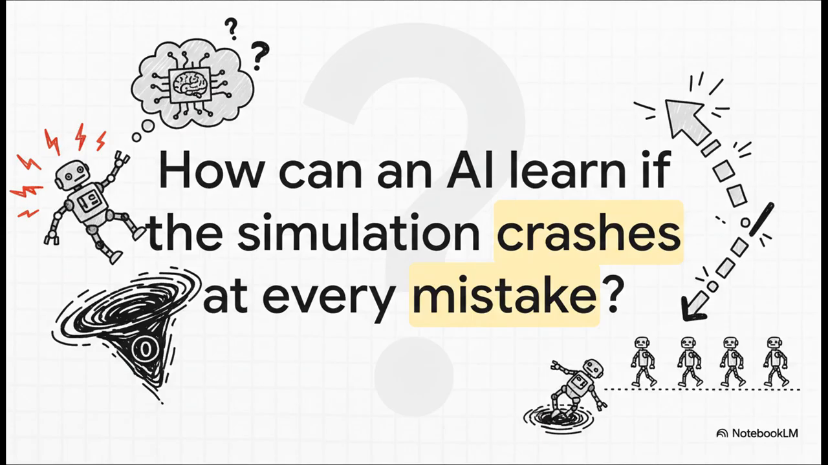An AI learns from its mistakes, right? But if every single time it makes a mistake by hitting a singularity, the simulation just crashes because it's trying to divide by zero, how can it possibly learn anything? It never gets the feedback it needs to figure out how to do better next time.